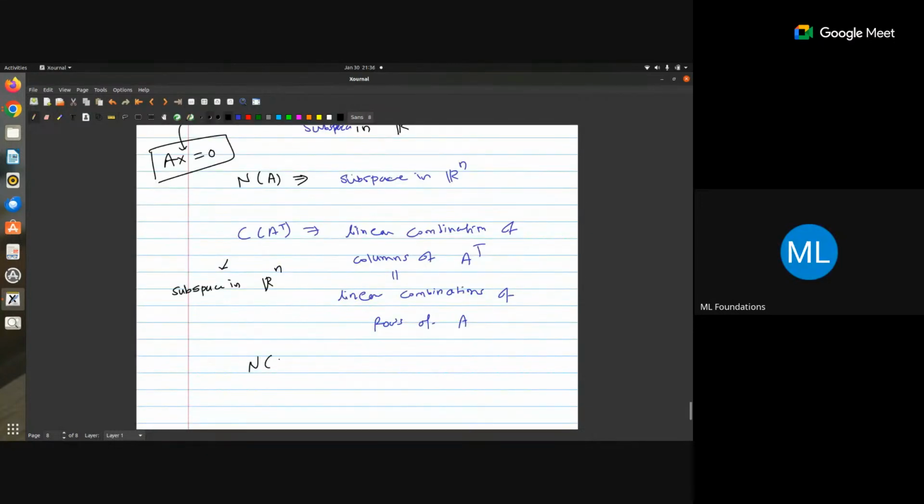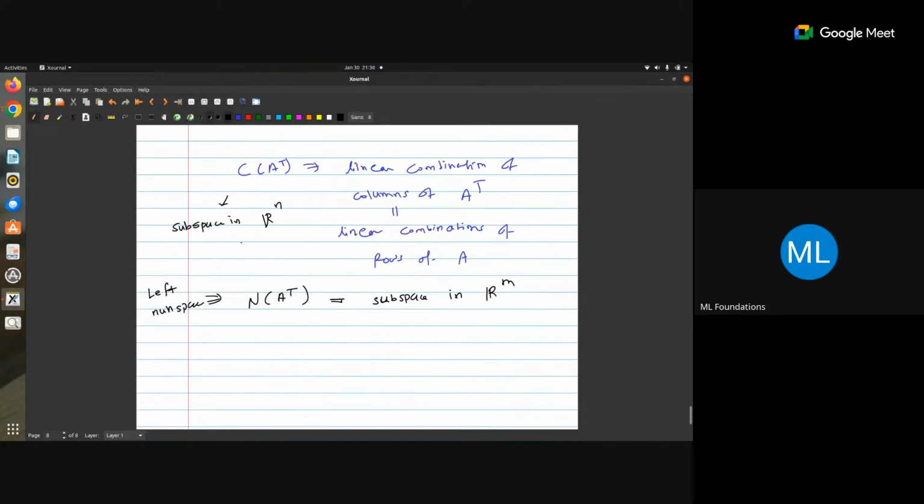Okay. And what is the left null space? Basically this is called the left null space, and it's a subspace in R^m. And how to find the left null space? A transpose y equal to 0, right? And this y will represent it. Okay. This is your null space of A transpose.